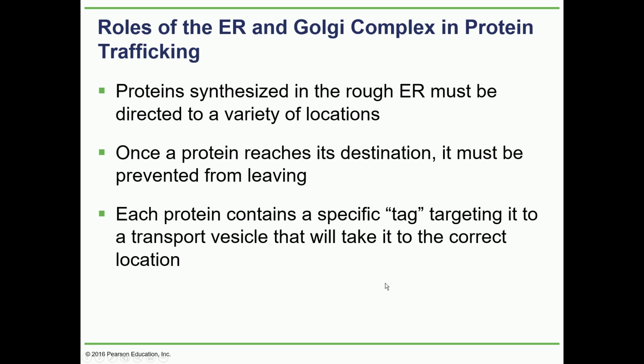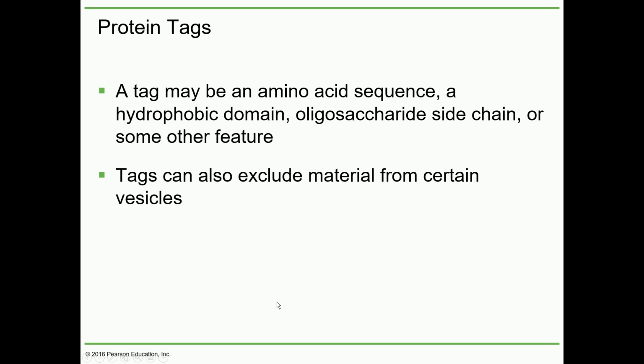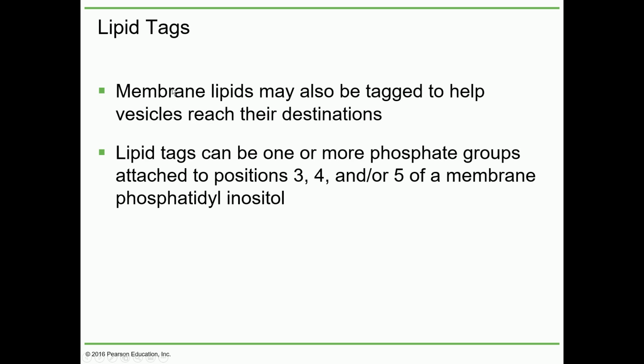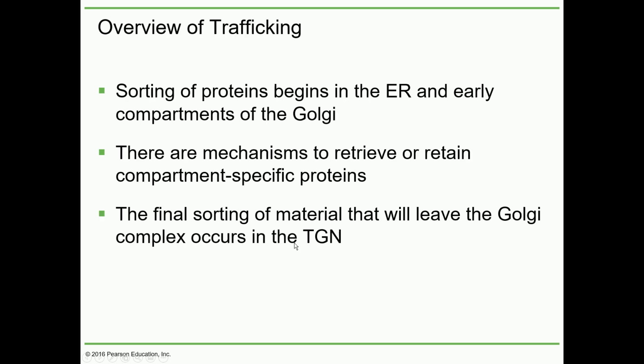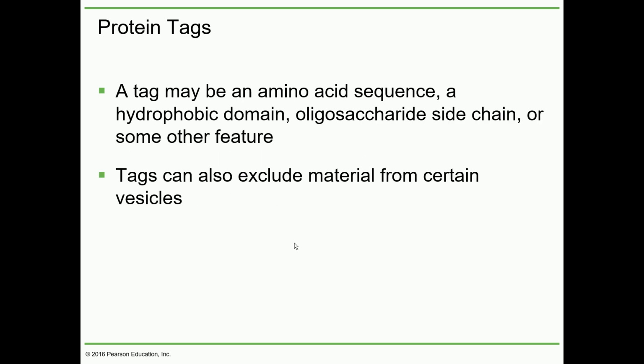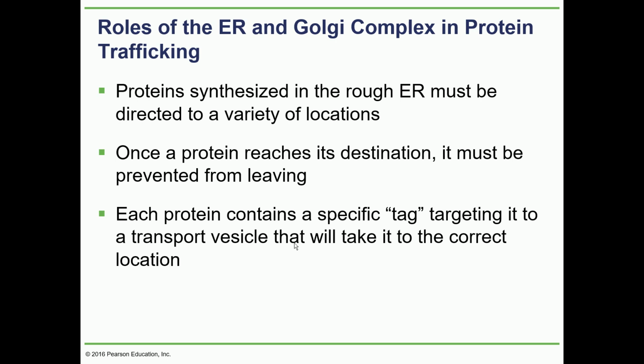In a protein, the tag can be an amino acid sequence, a hydrophobic domain, an oligosaccharide side chain, or some other feature. And for lipids, they can be one or more phosphate groups attached to positions 3, 4, and 5 on the phosphatidylinositol. These tags help them in binding to some receptors, and then they can be taken to the transport vesicles, which can then take them to the destination.